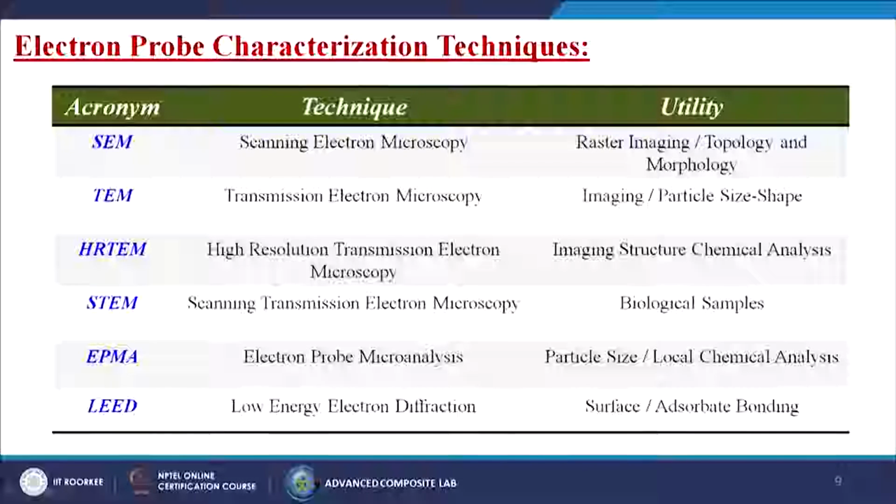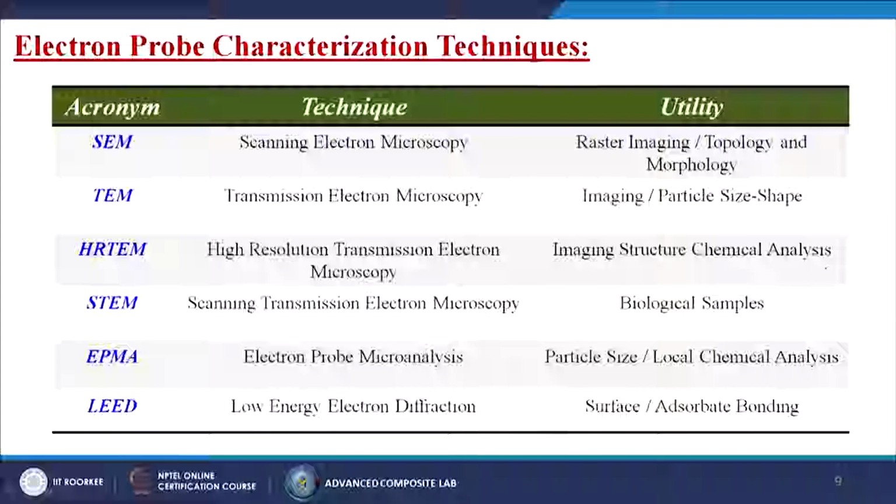Now, first, electron probe characterization techniques, which are also divided into several parts. First is the SEM. SEM means scanning electron microscopy. What is the utility? Raster imaging, topology and morphology of that particular material, that kind of information we generally get. Next is the TEM, transmission electron microscopy, where we generally get imaging and particle size or shape. HRTEM, high resolution transmission electron microscopy, gives imaging, structure, and chemical analysis.